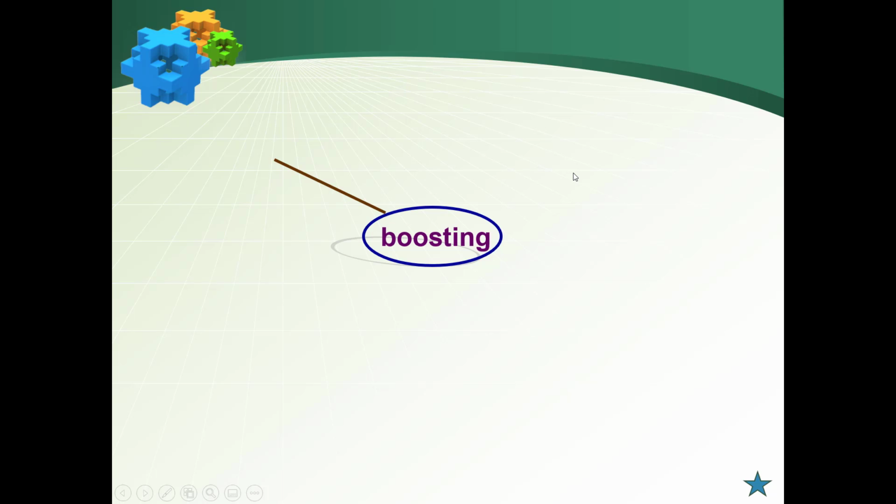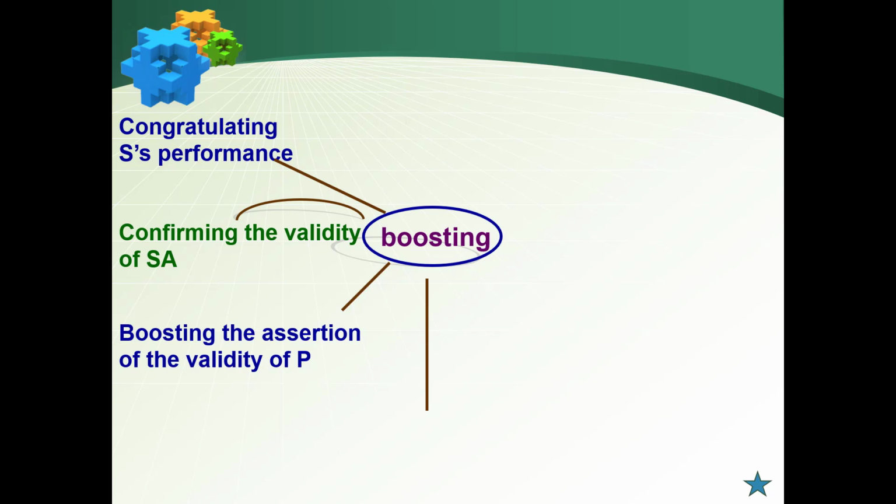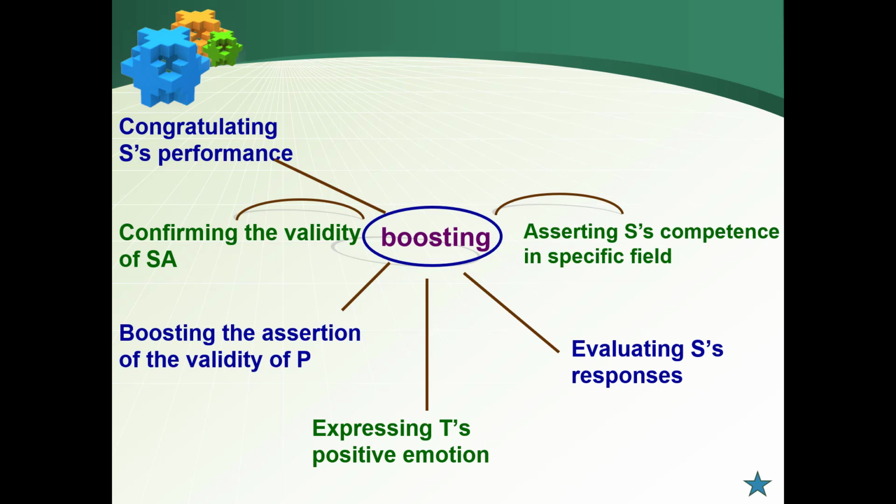the teacher's politeness strategies include congratulating student performance, such as excellent question; confirming the validity of students' answers, such as correct, very good, that's good, that's correct; boosting the assertion of validity, such as excellent, that's very right; expressing teachers' positive emotion, such as great, very good, that's a pretty good definition; evaluating student responses, such as exactly, absolutely, or great job.